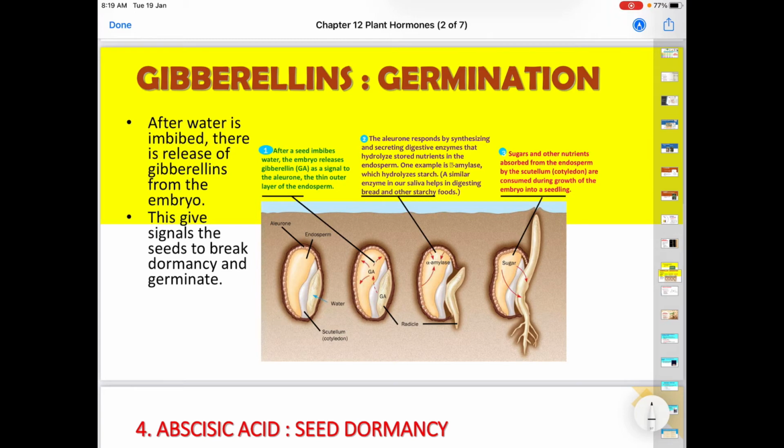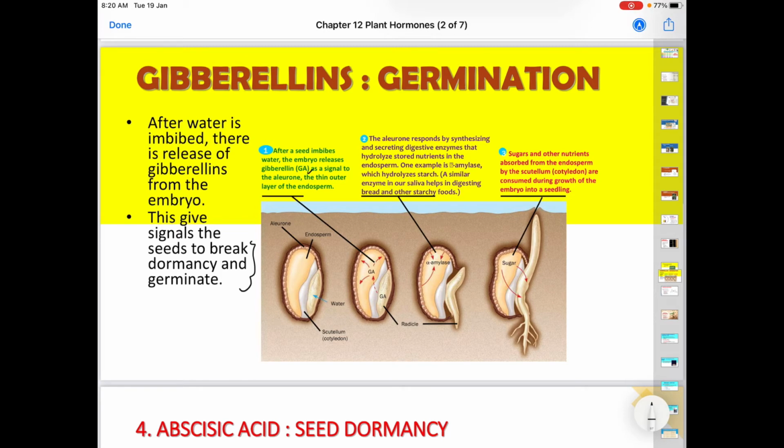So this is the process of seed germination by gibberellins. After water is imbibed, there is release of gibberellins from the embryo. This gives the signal for the seed to break its dormancy and germinate. That's why when we plant seeds, the seed needs more water. So we need to plant the seed with a numerous amount of water in order to break the seed dormancy and start the germination process.